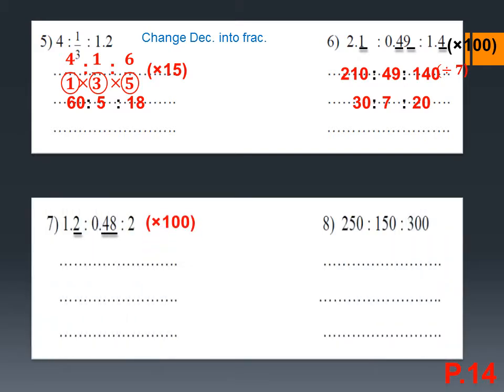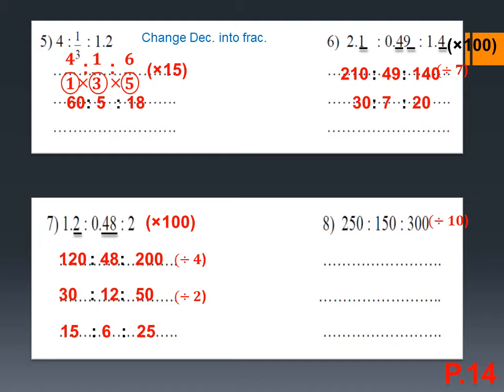Here we have two decimal places. We multiply all of them by 100. 1.2 times 100 is 120. 0.48 times 100 equals 48. 2 times 100 equals 200. All of them even, divide by 2 or 4 or 6, but we divide here by 4. 30 to 12 to 50. Divide by 2, because all of them are even, then we get the simplest form, 15 to 6 to 25.